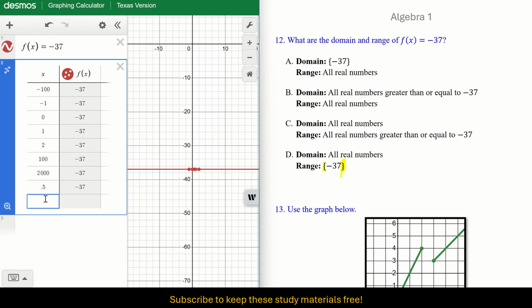The singleton's the same. Any number, infinitely, any number. Pick one, doesn't matter. It's in the domain. So that will verify option D. And it also verifies because our singleton is shown as negative 37. That means the range of C, B, and A are incorrect. So again, we verified our findings of option D.